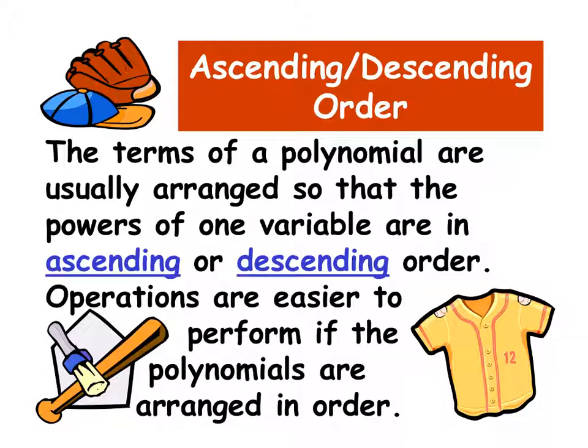Alright, terms of polynomials, we usually arrange them in what is called either ascending or descending order. And actually, normally we're going to use descending order. What that means is we start with the term with the largest degree and we decrease as we go to the right. When we get to factoring and all kinds of stuff, if you put your polynomials in descending order, it'll make everything a lot easier for you in the long run. So always put your polynomials in descending order.